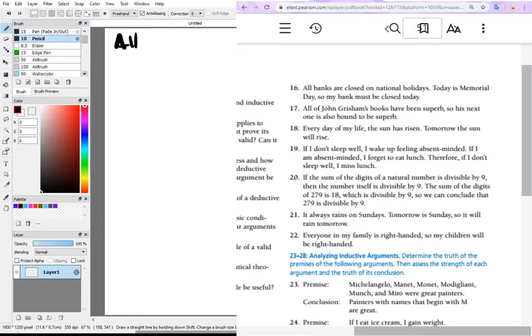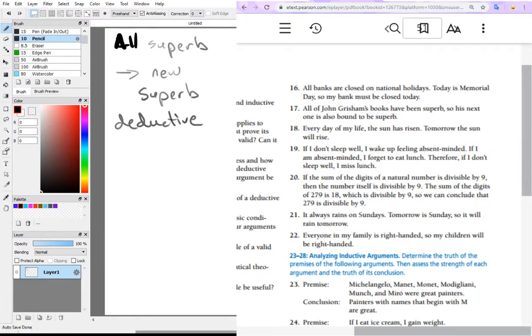Now no one knows. So all superb, moving to new superb. That's moving from something general to something specific. That is deductive. Counterpoint, there is kind of a weak argument, I think. Although if you're saying that they've all been superb, then chances are you're going to like the next one too. So I don't know what to tell you.